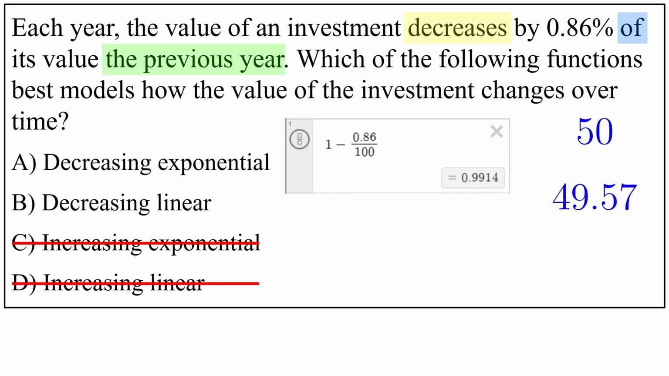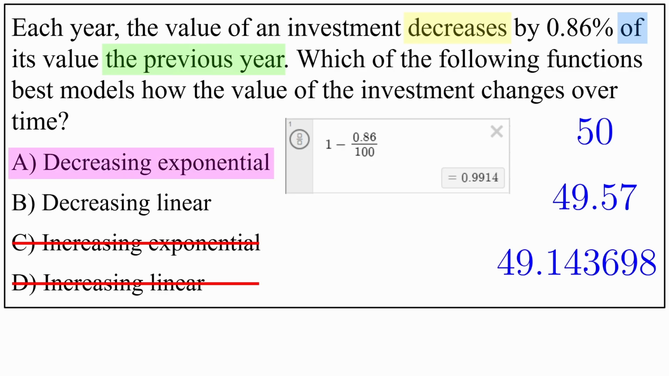And we get 49.57. And then the next year it would be that times 0.9914 again, and we would get this messy number. The point of this is to just make you realize that it's not decreasing by the same amount each time. It's very slightly different just because it's a small percentage, and it's of the previous amount. So this is not linear, this is indeed exponential, which is choice A. And again, the key word there was the previous year.